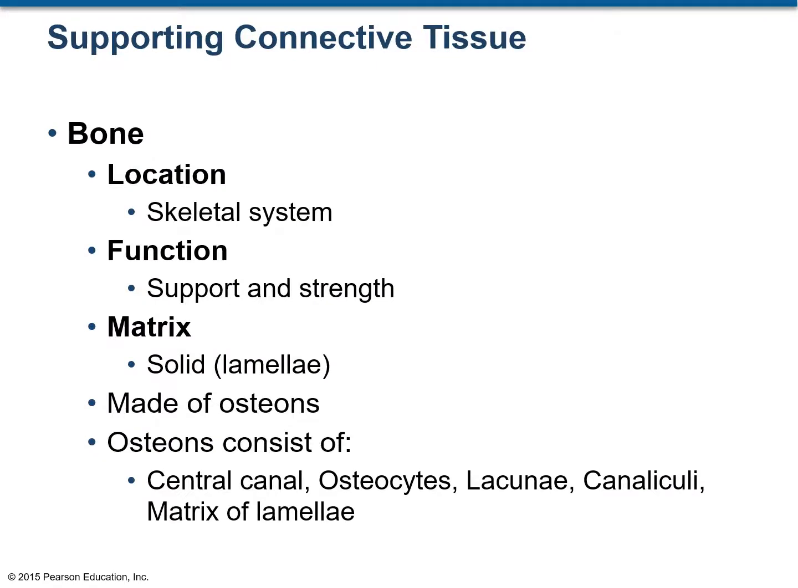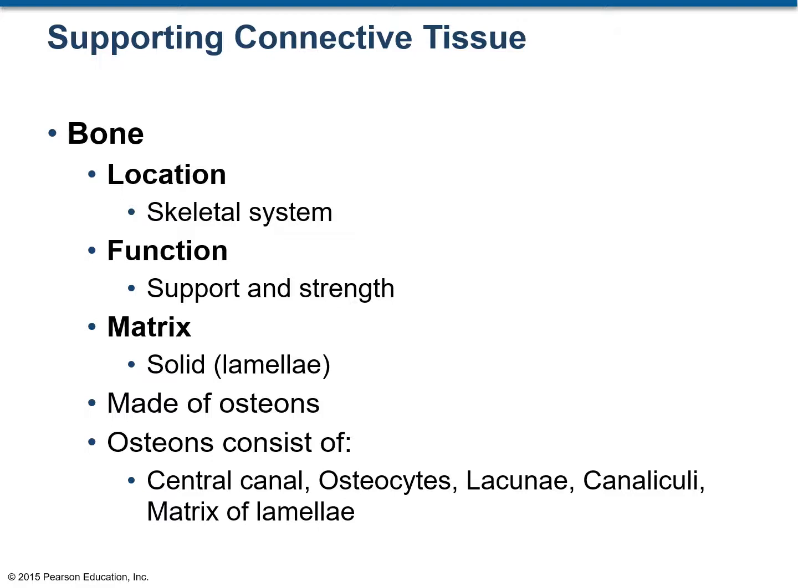So we are done with cartilages and now we are going to move to bone. In bone, the ECM is solid because it's made up of calcium phosphate. Bones are located in the skeletal system. The main function of bones or the skeletal system is to provide support. It is the structural framework.